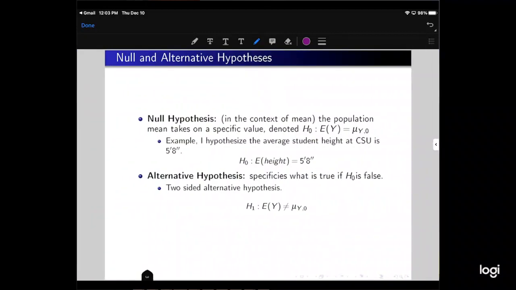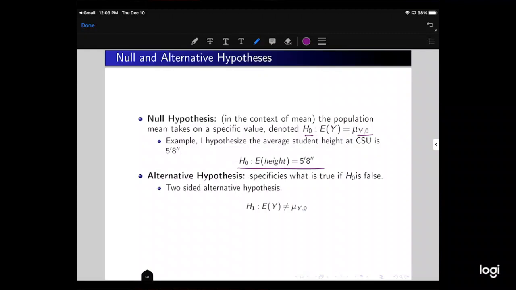A null versus an alternative hypothesis. So a null hypothesis in the context of the population mean takes on a specified value, denoted H0. We'll write it as the expected value of Y equals mu Y sub 0. An example: I hypothesize that the average student height at CSU is 5 foot 8 inches. So I would write my null hypothesis like that: the expected value of height is equal to 5 foot 8.